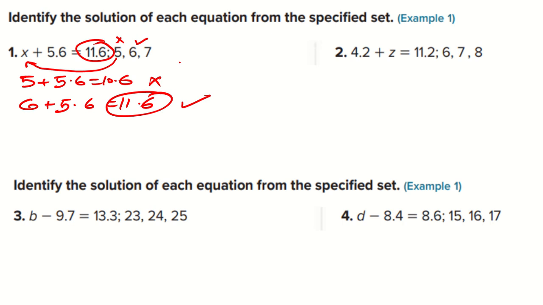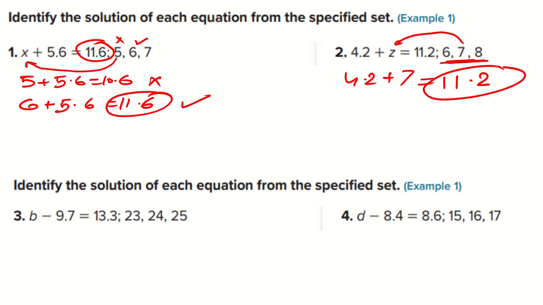In the same way, you can check 7 is not the answer. I am sure you know this method. So this number 2 question, I'll finish it quickly. Now you see, here we have to check for the value of z. If I take the value of z as 7, then 4.2 plus 7 will be equal to 11.2. And here also you have 11.2. It means 7 is the correct answer.